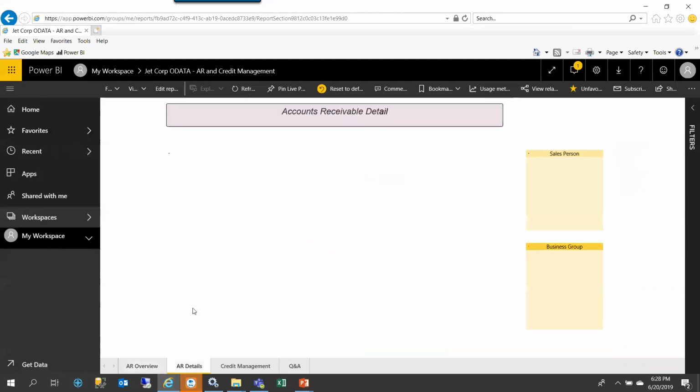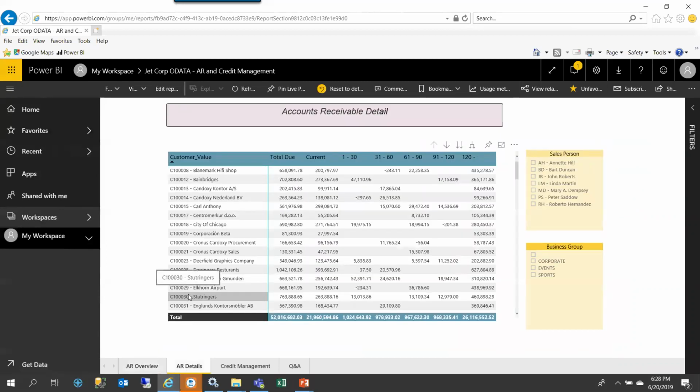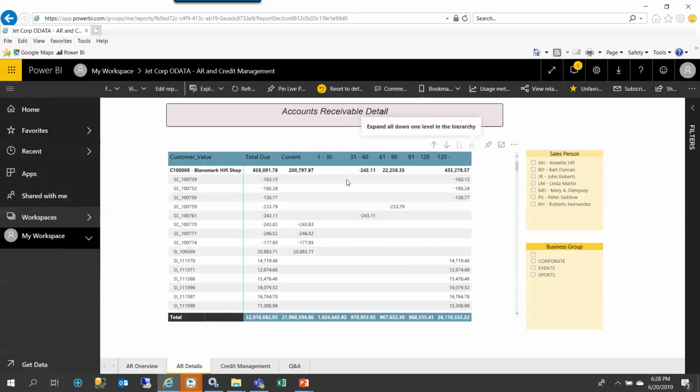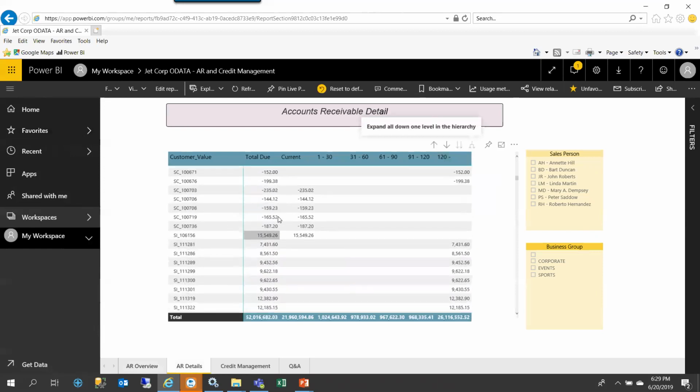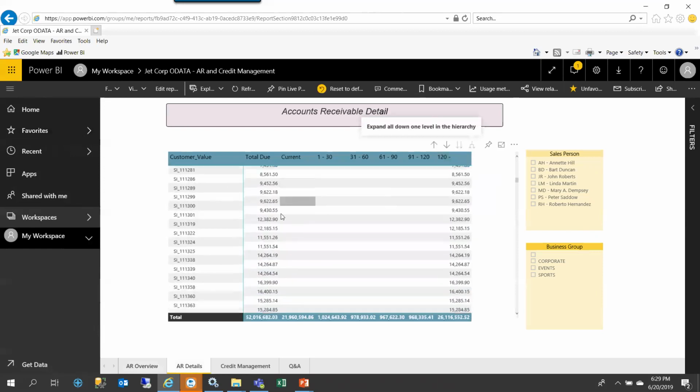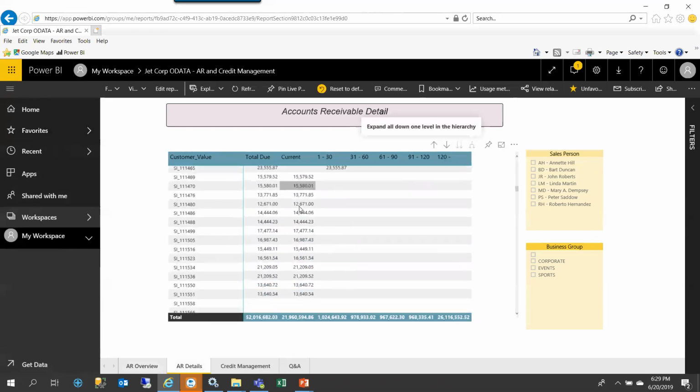As we move on to the AR details, what this visual will show us is our customers and their aging. This visual also allows us to do a drill down if we would like to look at specific invoices of that customer, and which buckets they fall into.